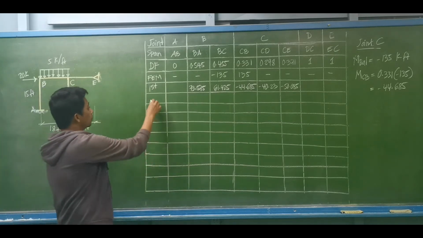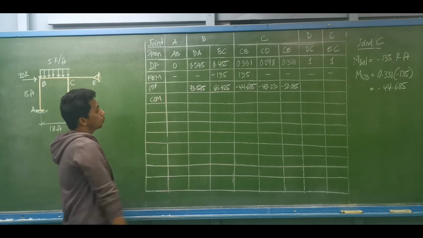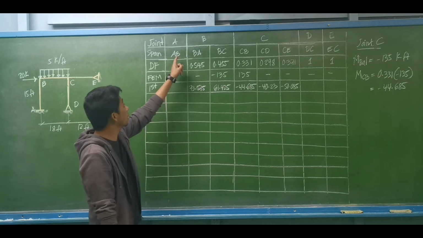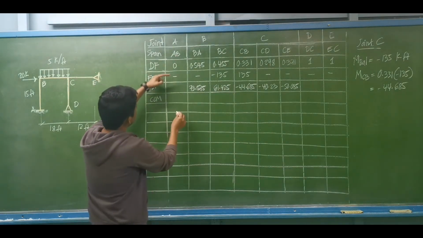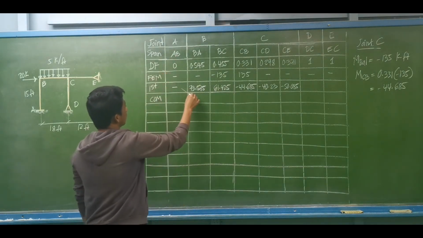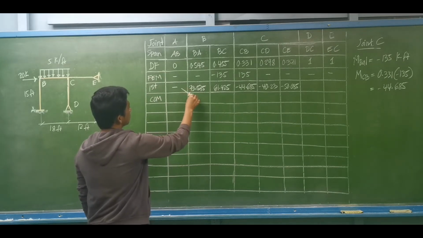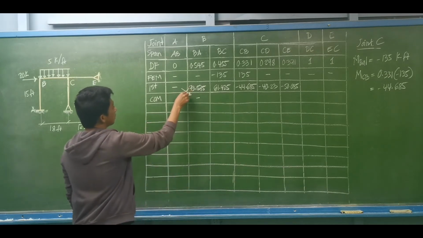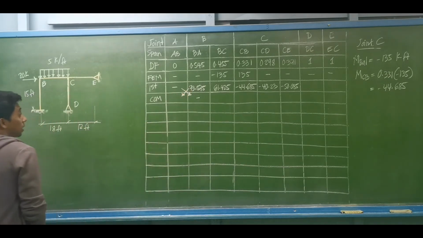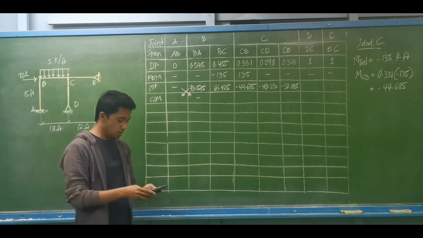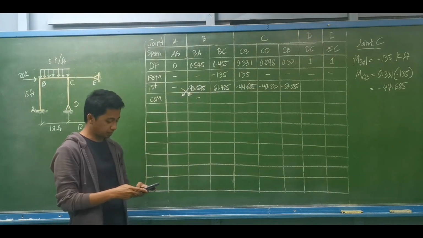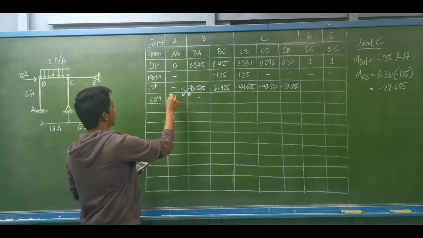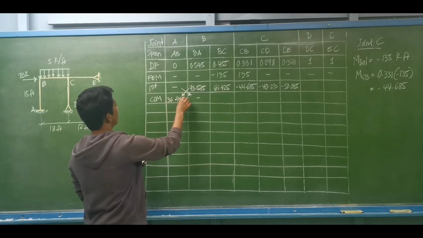After the distribution, we are to do the carryover moment. We are to transfer 1/2 of that moment to the other side. So what is the other side of AB? Again, the other end is BA, but this is 0. We are to transfer 1/2 of its value to the other end. So we have 73.575 times 0.5, and we have 36.788.